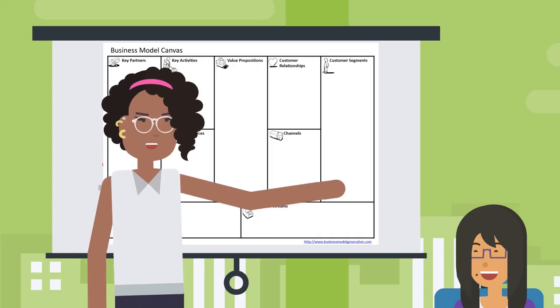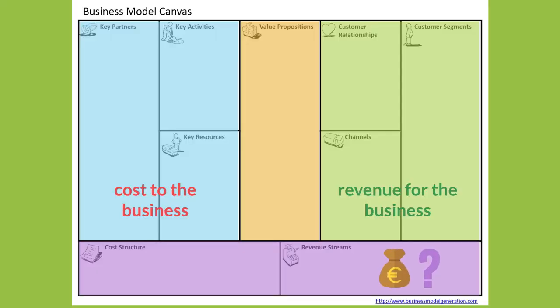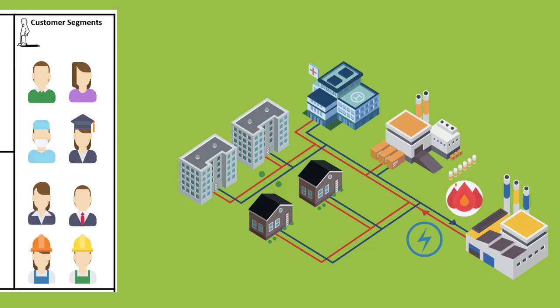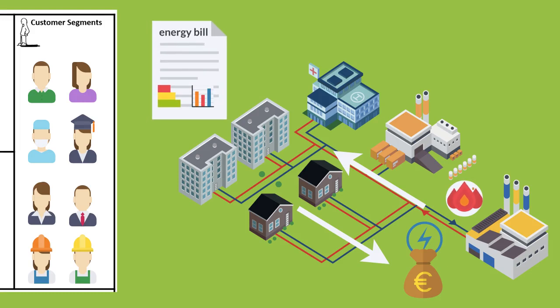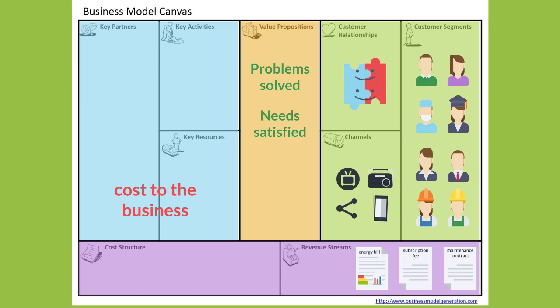Let's analyze now the revenue streams. Where does the money come from? Obviously, customers will pay for energy, but this can be done in different ways. For example, will they pay only for the energy consumed? Will they pay a flat tariff or subscription fee? Will you get other incomes, like for maintenance? With this block, we finish the understanding of all that relates to our customers.